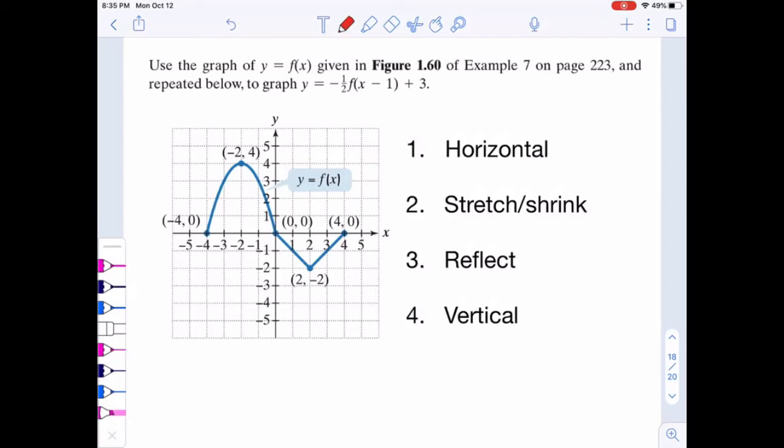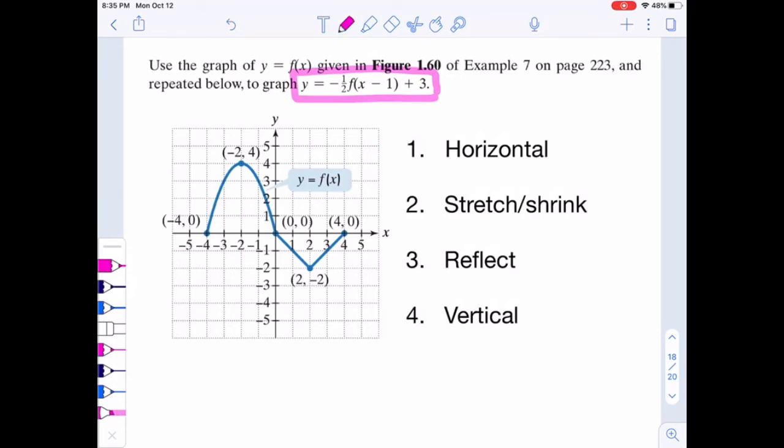So if I were to give you this graph, which has 1, 2, 3, 4, 5 points, and they just gave us that our original function y is equal to f of x, and they want us to go about changing it into y is equal to negative 1/2 of the function of x minus 1 plus 3. Let's start with that horizontal change.